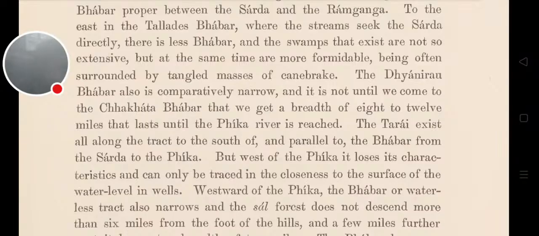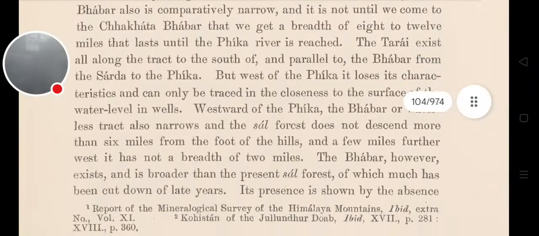The Tarai exists all along the tract to the south of and parallel to the Bhabar from the Sarda to the Fika. But west of the Fika, it loses its characteristics and can only be traced in the closeness to the surface of the water level in wells.